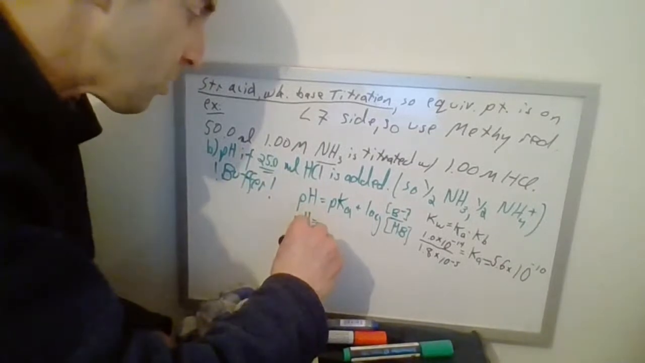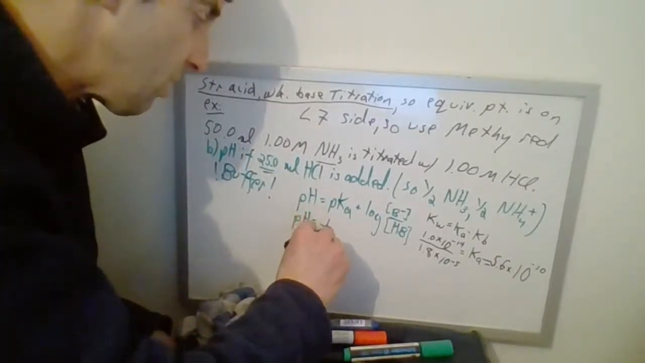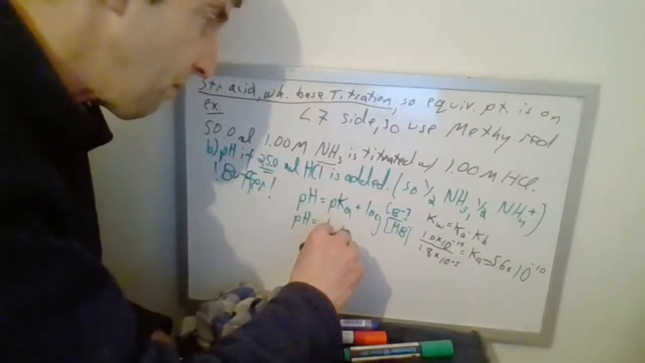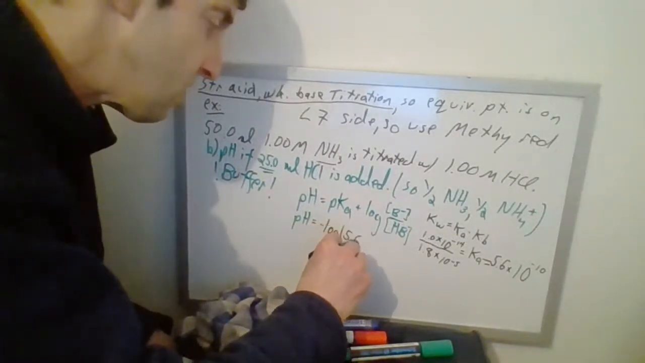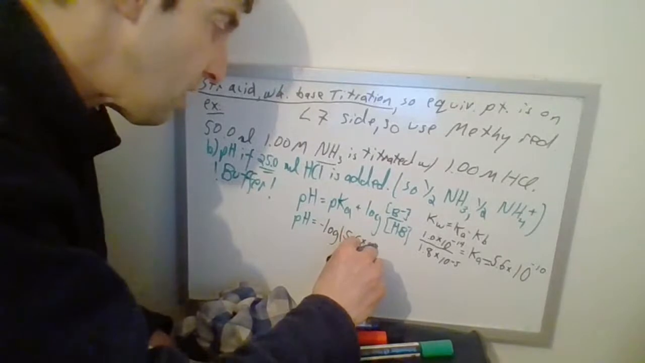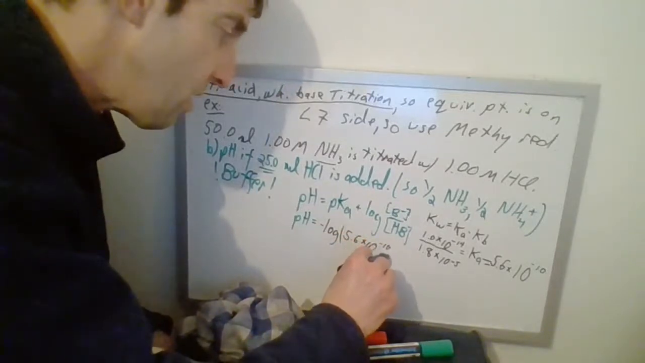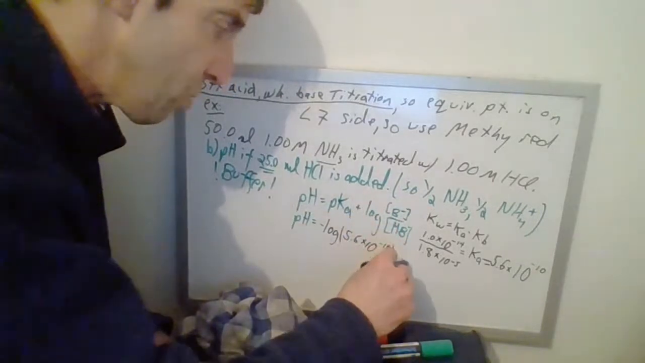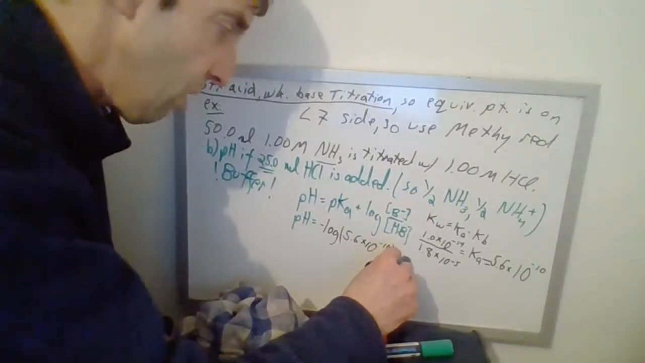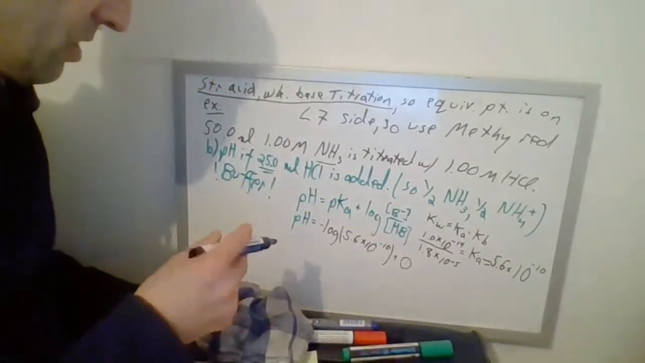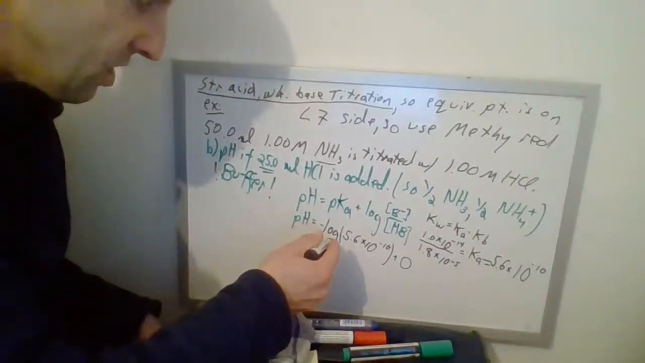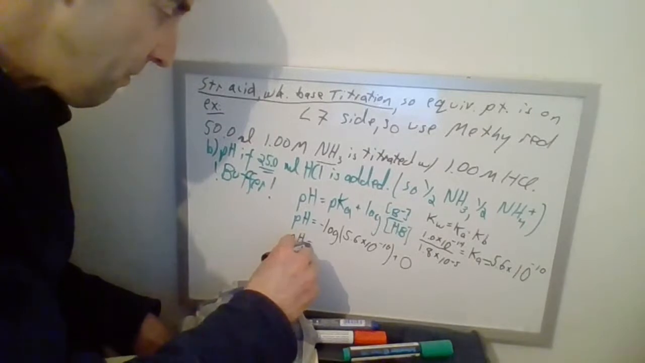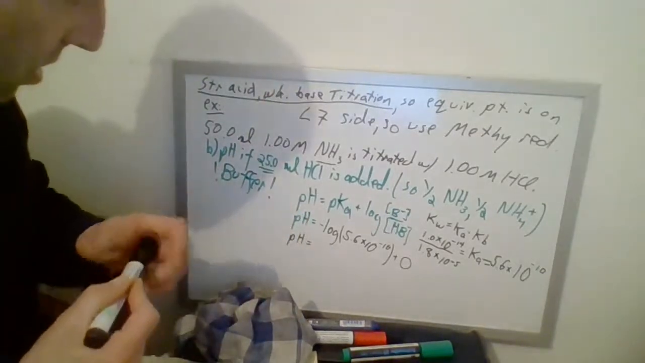So let's put it over here. So we want the negative log of that sucker, all right? Negative log of 5.6 times 10 to the negative 10th, plus the log of all that is log of 1 is 0 power. So that's easy. So all it is is the negative log of this. Can you guys get that for me?